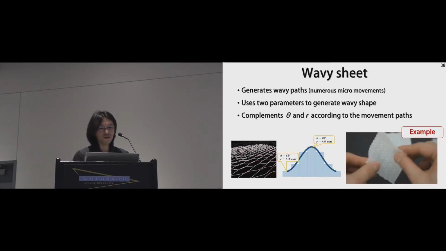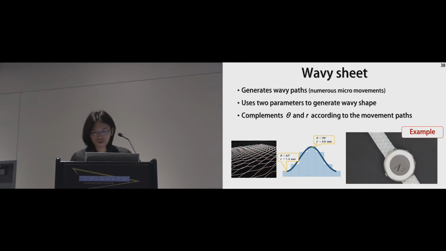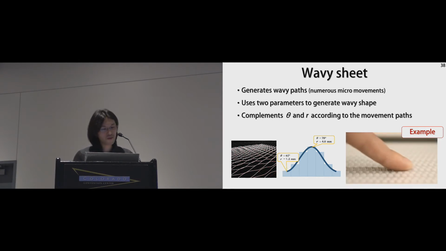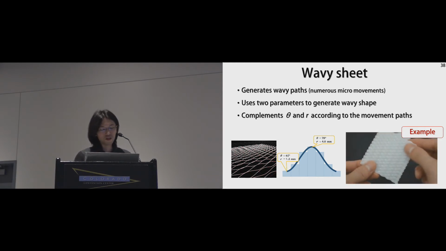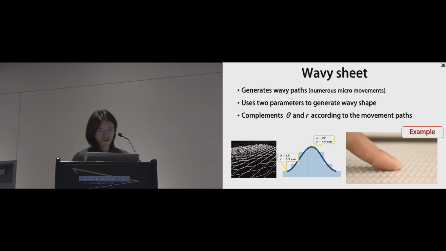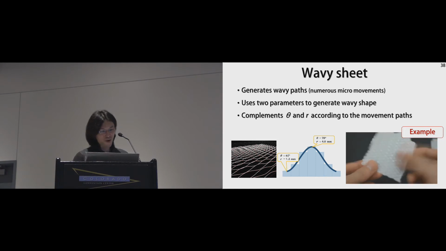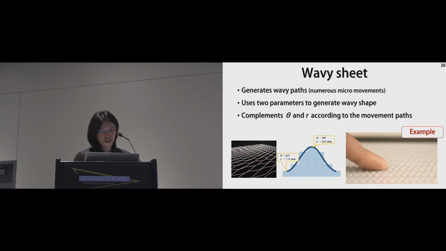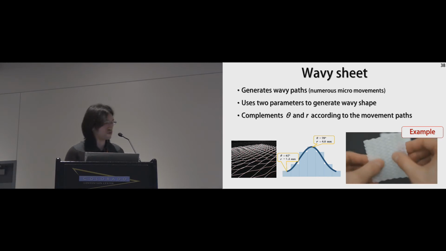The last one is for printing a wavy seed. This system also uses 2 parameters to express a wavy shape. To generate a smooth pattern, this system generates a path consisting of numerous micro movements and assigns a parameter according to each movement.